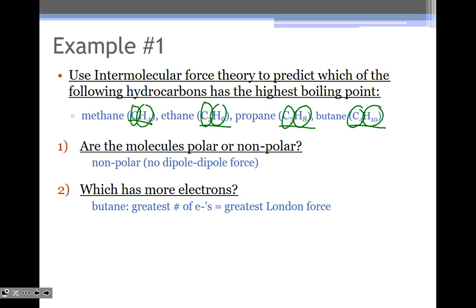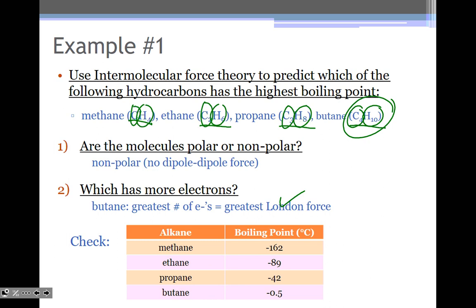Which has more electrons? Butane has the greatest number of electrons because it has more carbons and more hydrogens. Therefore, it has the greatest London force. So let's check to make sure. Here's butane. It has a boiling point of negative 0.5 as compared to methane, which is negative 162. This has a way higher boiling point, and that's only because it has a greater London force. And the reason it has a greater London force is because it simply has more total number of electrons.